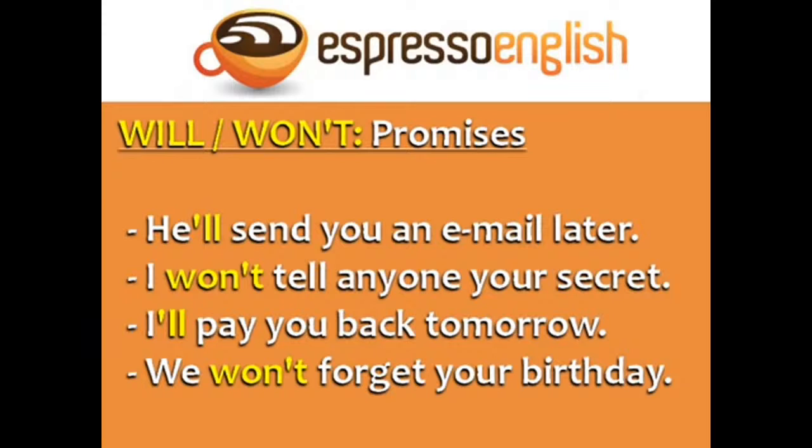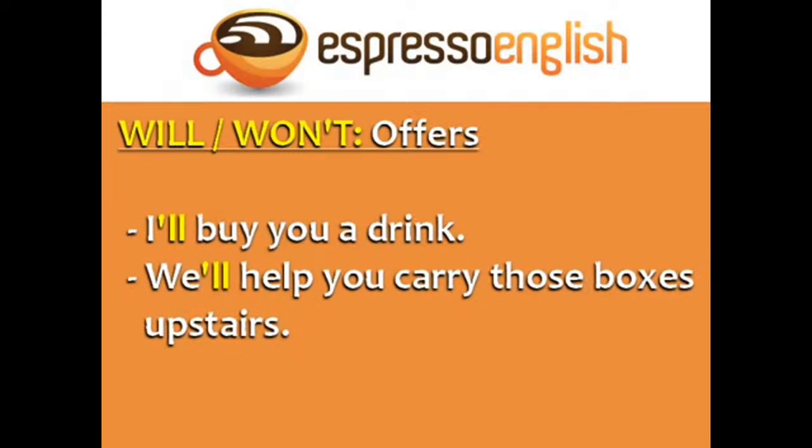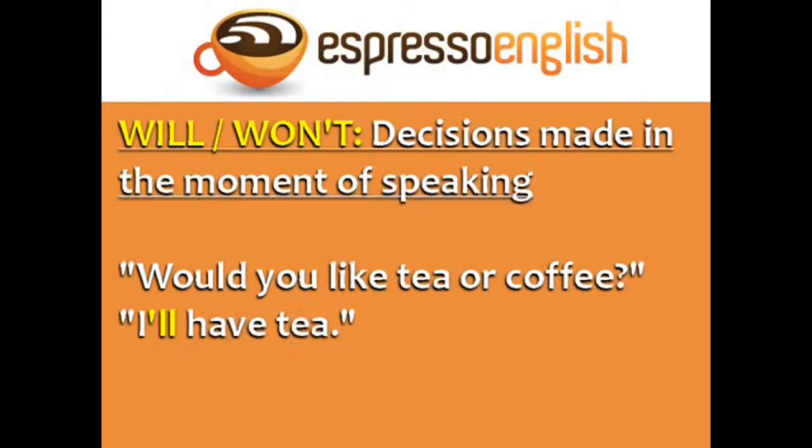Use will and won't for promises. He'll send you an email later. I won't tell anyone your secret. I'll pay you back tomorrow. We won't forget your birthday. Usually, will is abbreviated to the short form, so we say, he'll send you an email later, and not he will send you. Use will for offers. I'll buy you a drink. We'll help you carry those boxes upstairs.